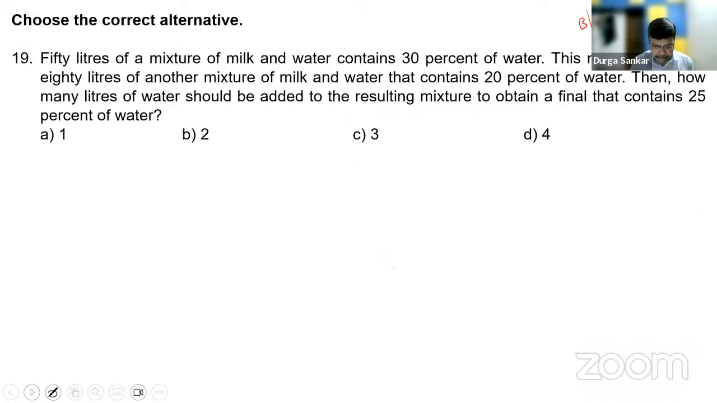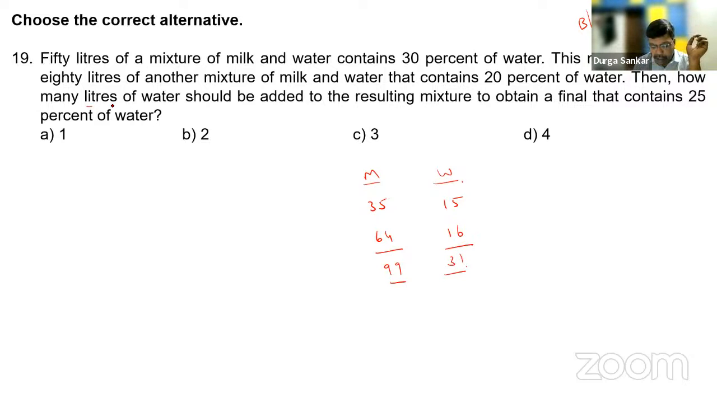Next one. 50 liters of a mixture of milk and water contains 30% water. So 15 liters water and 35 liters milk. This mixture is added to 80 liters of another mixture of milk and water that contains 20% water. 20% of 80 liters is 16, so the remaining 64 is milk. So total milk is 99 and total water is 31.